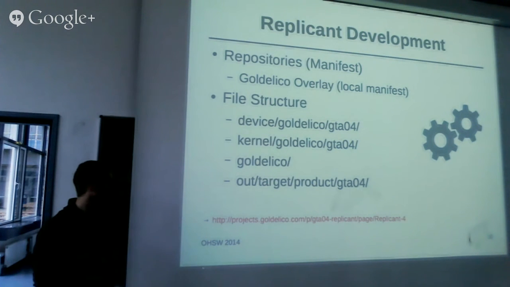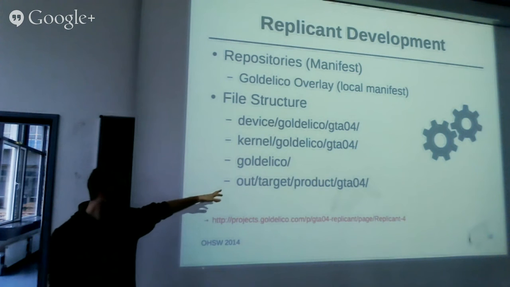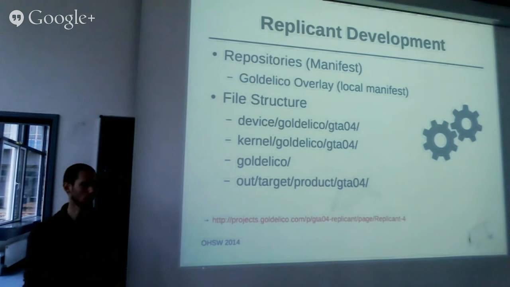And the last important folder is the out folder. This is where all the binaries which were compiled will be put. So when you compile one module or the whole system, it will be in this folder. You can find the files there, the results.